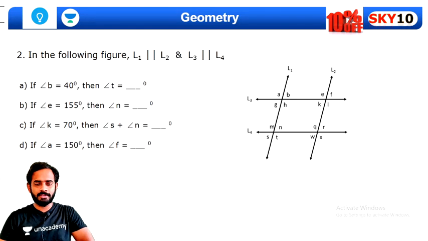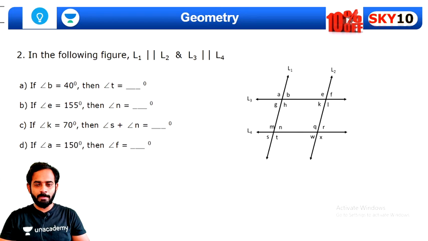Okay. Fine. Let's try to solve this question quickly. Line 1 and line 2, similarly, line 3 and line 4. Lines 1 and 2 are parallel. Lines 3 and 4 are parallel to each other. If the value of angle B is 40 degrees, then the value of T we are supposed to find out.